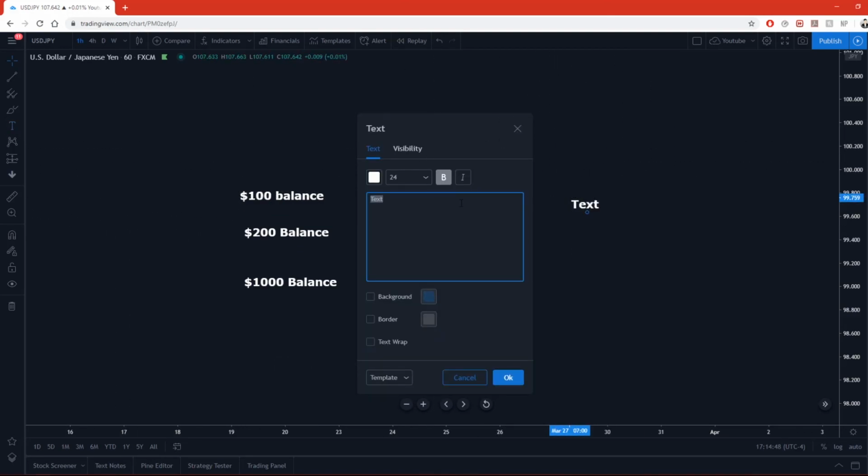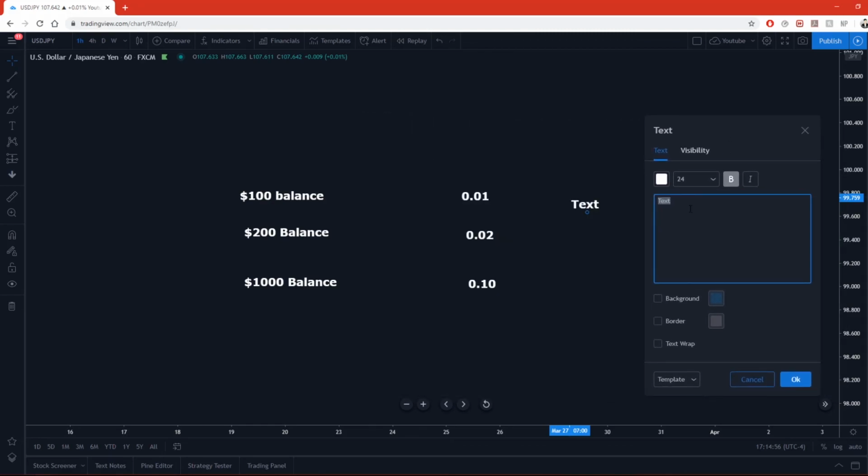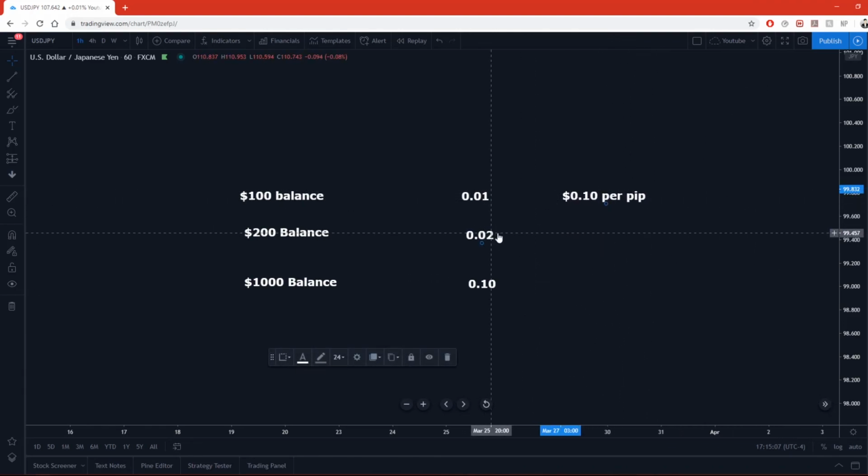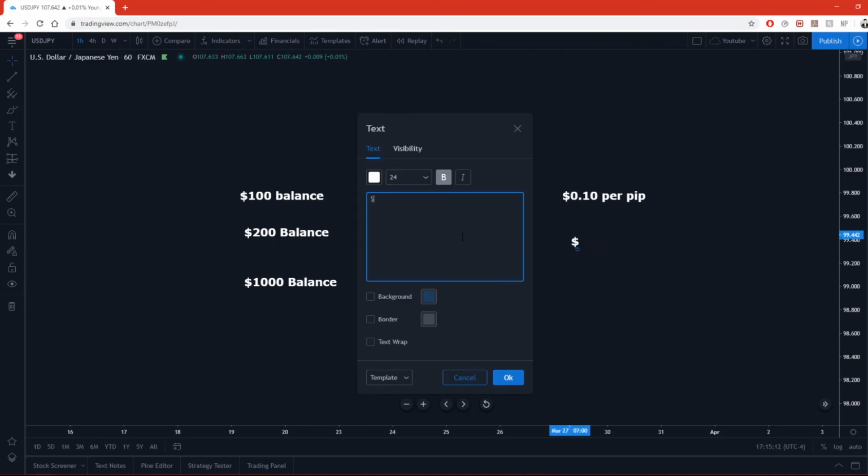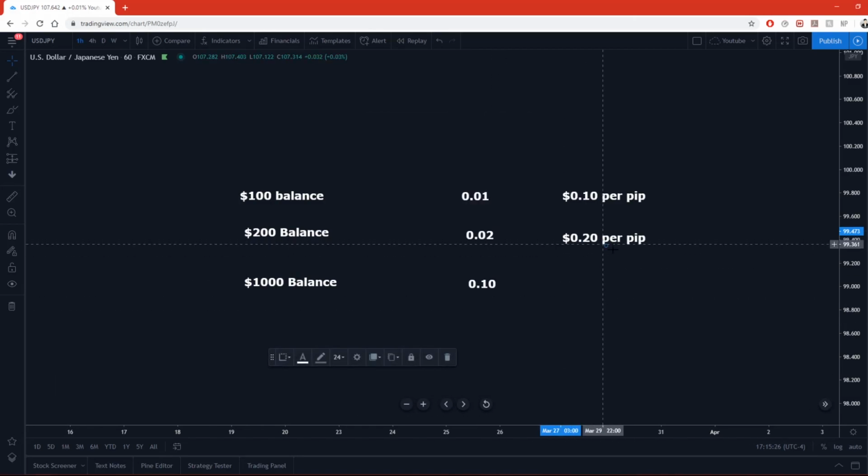So we had a 35 pip loss and then a 200 pip profit. So what this means is for the 0.01, it would be 10 cents per pip. And it would keep going up. Obviously, it multiplies to 20 cents per pip here. So it would be 20 cents per pip, and it would keep going up till 1,000, and then at 1,000 it would be $1 per pip.